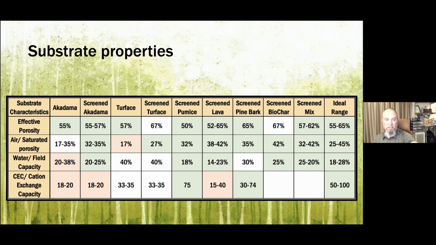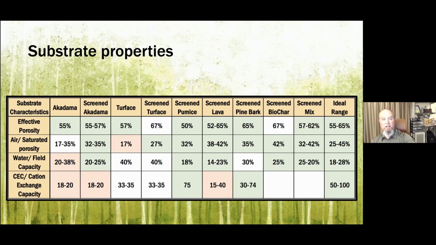I'll say the unscreened Akadama was a little bit worrying to me. Unscreened Turface is definitely worrying to me. And most of the Akadama I found is already pre-screened. Of course, it breaks down a little bit more in shipping, but that can kind of explain that discrepancy, the 17 to 35% there. For anyone who's new to the society, you typically use Akadama or Turface, not both. That's going to be your clay component in the soil.